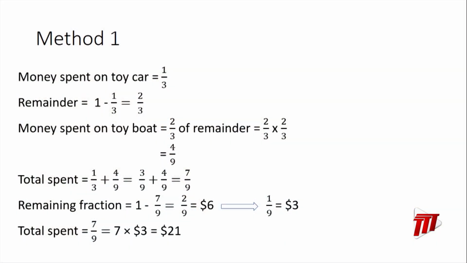What we did was we worked out how much was left after he spent the 1/3. We found 2/3 of that. We added the two of them to find the total fraction that was spent. So we got 7/9. And we found out that the remainder would have been 2/9, which was $6. So 1/9 would have been $3. And the total spent, therefore, would have been 7 times that $3, giving us our $21. All right, so that's the first method.